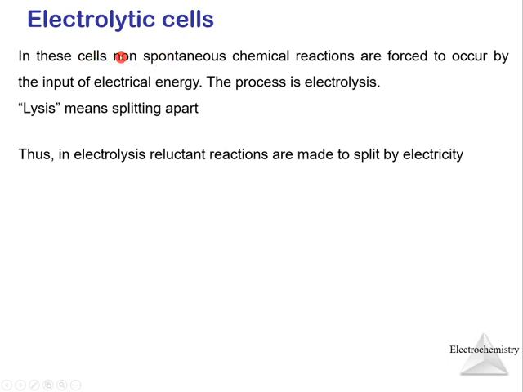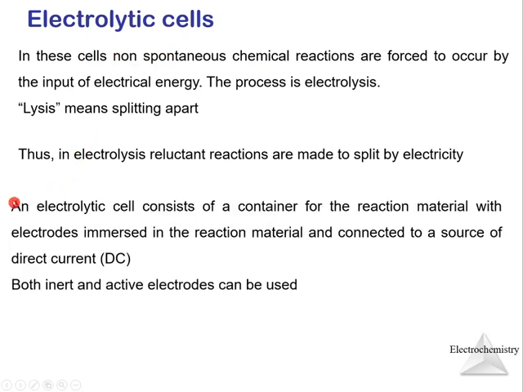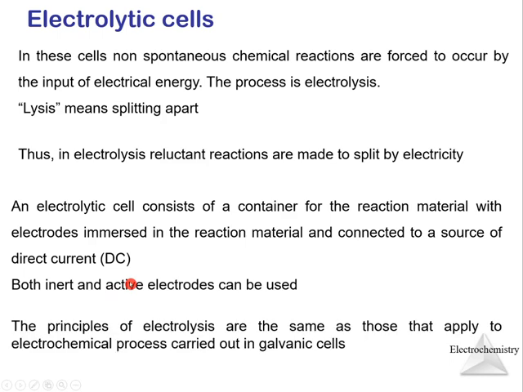Okay, an electrolytic cell consists of a container in which the material with electrodes is immersed, and the electrodes are connected to a source of DC. So you have two electrode types, they can either be inert or active. The principles of electrolysis are the same as those that apply to electrochemical cells carried out in a galvanic cell. But there are some differences that we are yet to discover as we proceed.